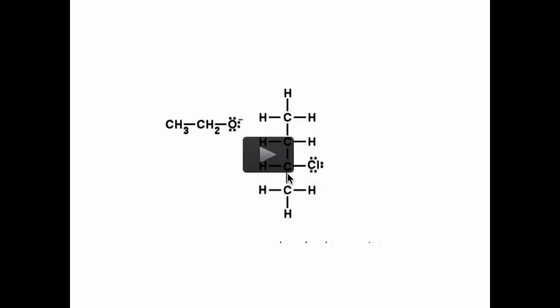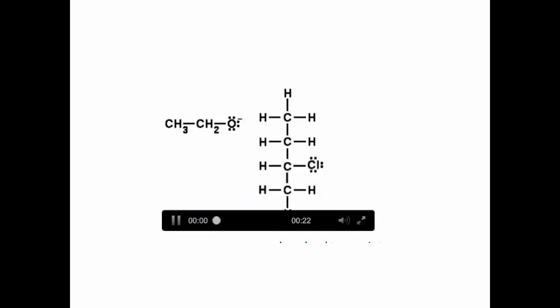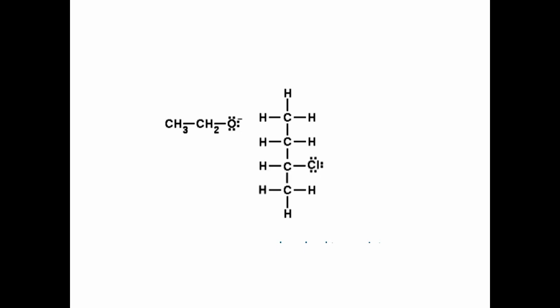Here is an animation of the E2 reaction. So we've got our strong base, and it's going to grab a beta hydrogen at the same time that the leaving group leaves and the double bond forms. And there are two different beta hydrogens it could use. So now this next one removes the other possibility.